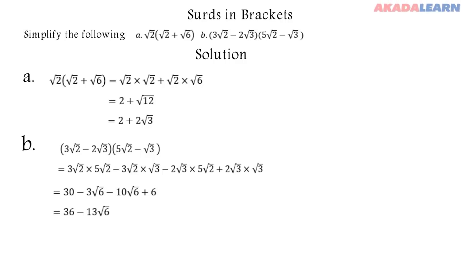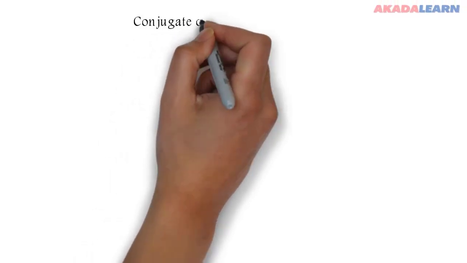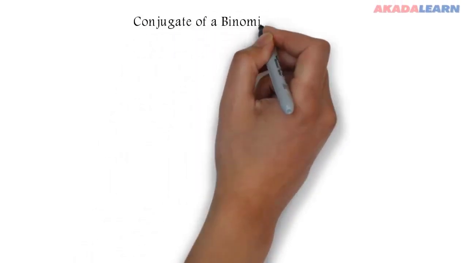2 root 3 times root 3 is 6. 30 plus 6 is 36. Minus 3 root 6 minus 10 root 6 is minus 13 root 6. Okay, I think that is simple enough. So let's proceed now to see what is called the conjugate of a binomial surd. A binomial surd is just a surd that contains two terms.